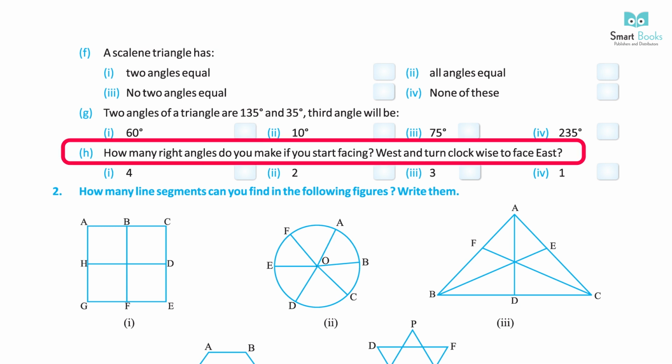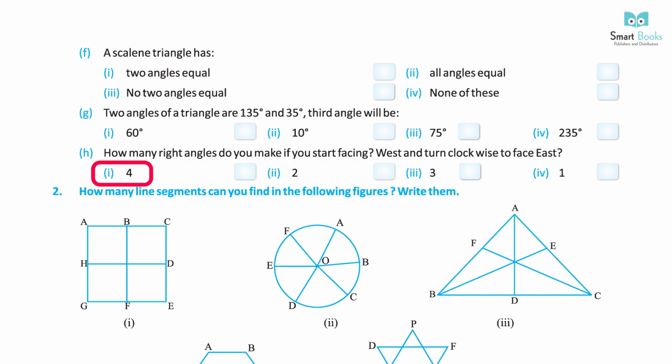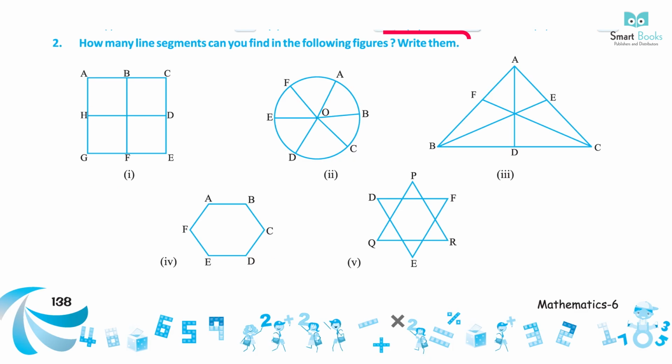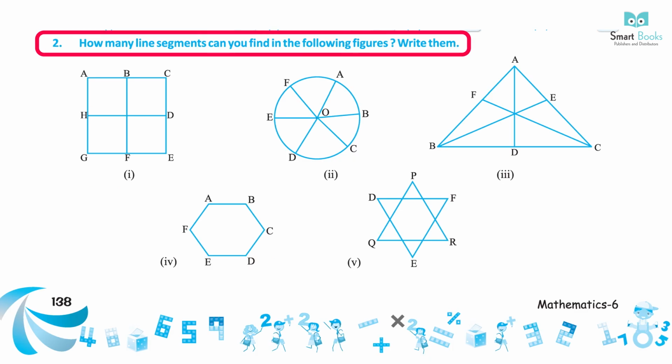H. How many right angles do you make if you start facing west and turn clockwise to face east? First, 4; second, 2; third, 3; fourth, 1. Solution: second. Question 2. How many line segments can you find in the column figures?